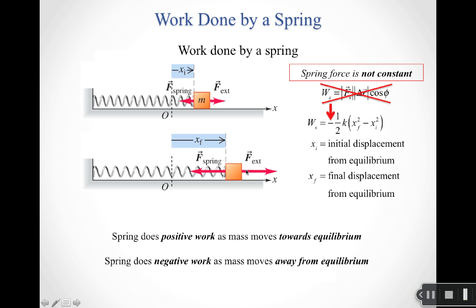On the other hand, if I pull my mass away from equilibrium, the spring's going to do negative work under those conditions, because again the spring force points back towards equilibrium, I'm moving the mass away, so force and displacement point in opposite directions. So here's the equation that we're going to be able to use to calculate the work done by the spring, and here fundamentally is the check we're going to use to make sure that we've got the right sign when we do that calculation.